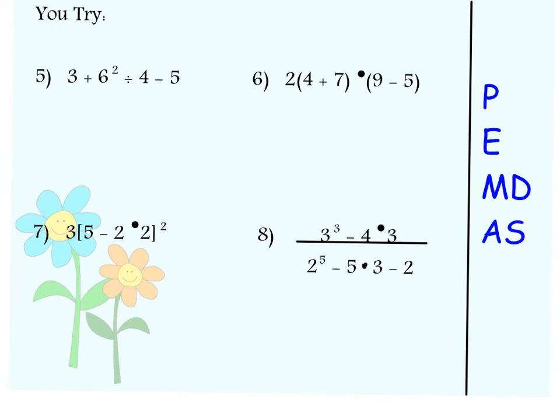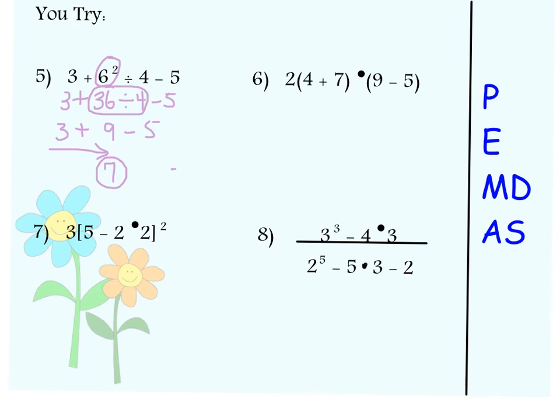For number 5, no parentheses, so we're going to go ahead and do exponents. 6 to the second power is 36. After exponents, we do multiplication and division. So here, this is going to equal 9. And then adding and subtracting, we're going to go left to right. So 3 plus 9 is 12, minus 5 is 7.